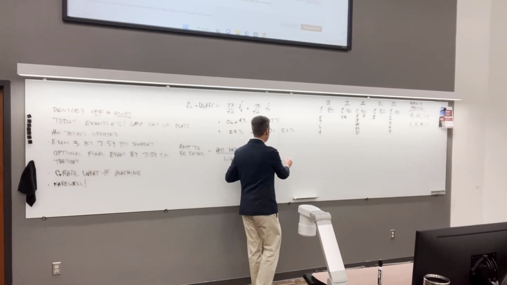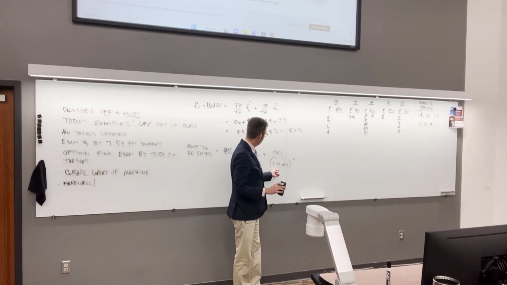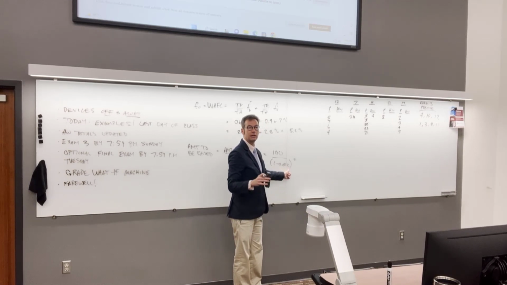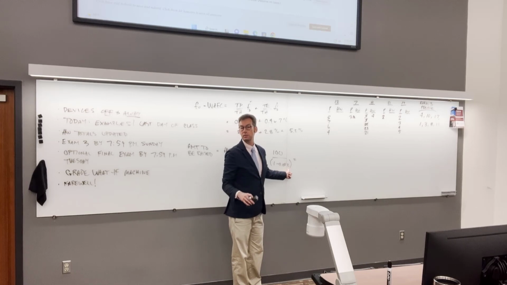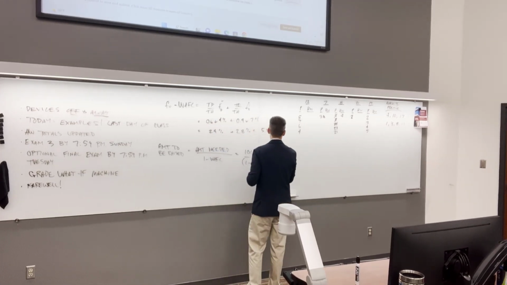So if someone could please do this in their calculator, here's the way that I would do it if I were you. I would do 1 minus 0.052, and then I would hit equal, and then the 1 over x button. And then I would multiply that by 100. Tell me what you get. 105.489. Yeah, 105.49.